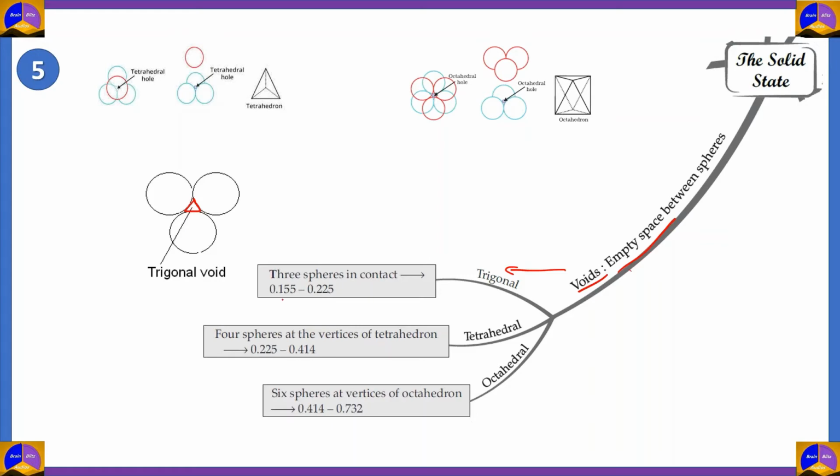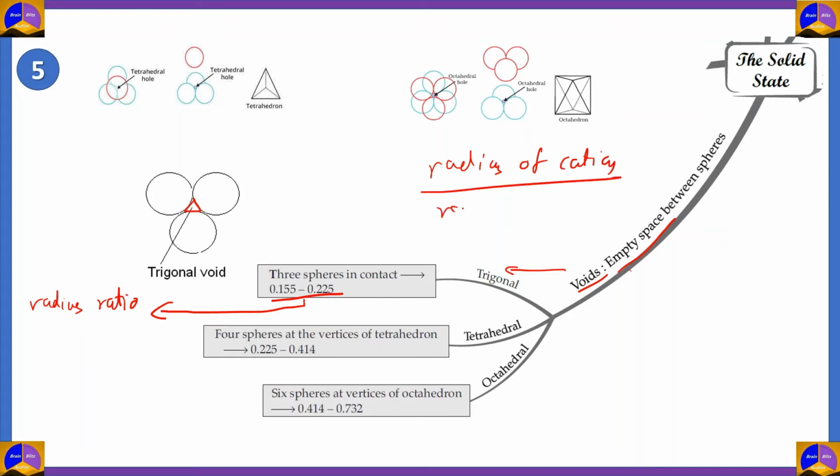And the value that's given here, 0.155 to 0.255, is the value of the radius ratio, and it is defined as the radius of the cation divided by the radius of the anion. The value of this radius ratio tells which void is present. So when you have a radius ratio of 0.155 to 0.255, it will always be a trigonal void. 3 spheres will be in contact.